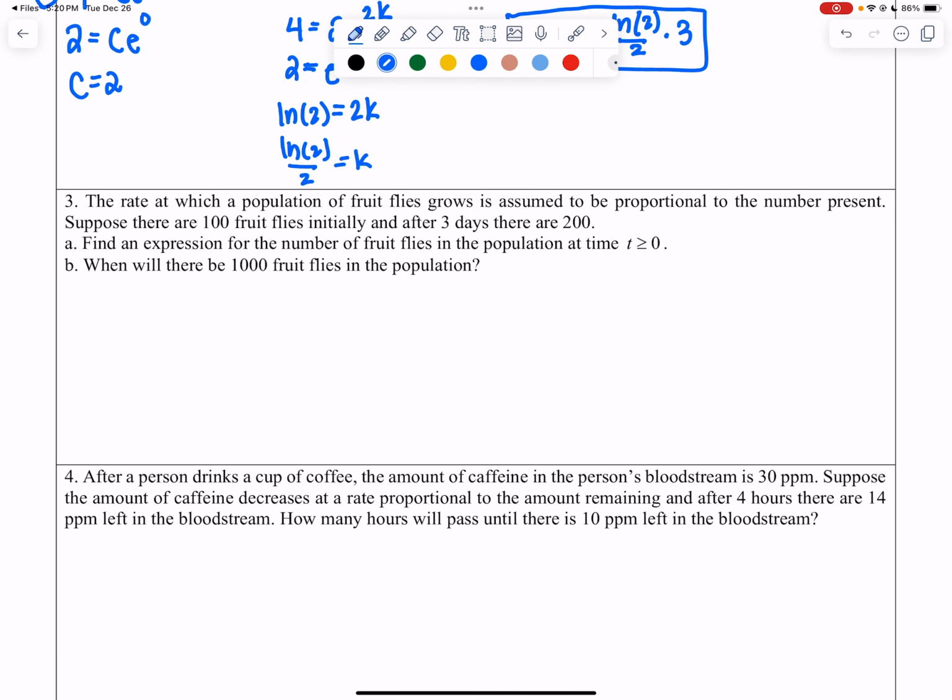All right, number 3. This is where we start having the applications coming in now. The rate at which a population of fruit flies grows is assumed to be proportional to the number present. We have 100 fruit flies initially, and after 3 days, there are 200. We want to find an expression for the number of fruit flies in the population at time t, t greater than or equal to 0. And then we want to figure out when there will be 1,000 fruit flies in the population.